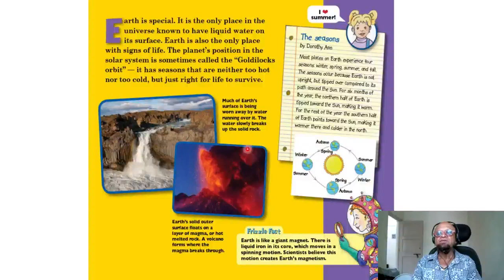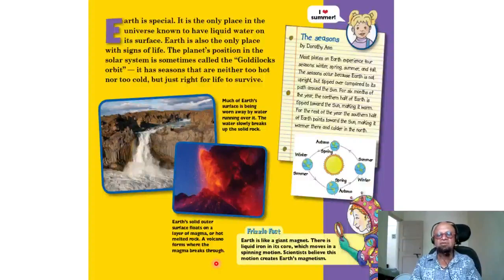Okay, so much of Earth's surface is being worn away by water running over it. The water slowly breaks up the solid rocks. Relentless flow of water chews into the rocks over time, because there is infinite time for it to keep flowing, right? That's what we call the hydrologic cycle, which we will look at later.